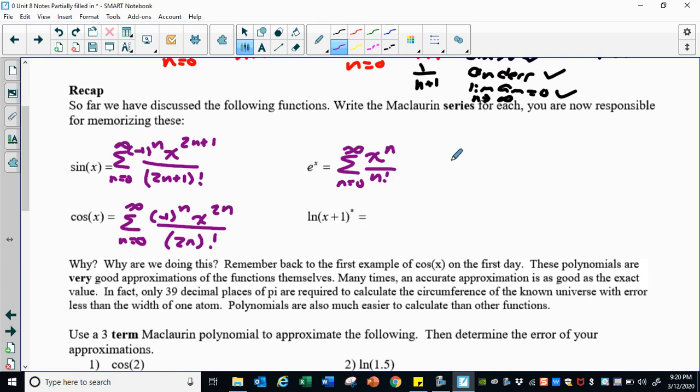Okay? All right, so natural log of x plus 1, I actually can't remember it off the top of my head.